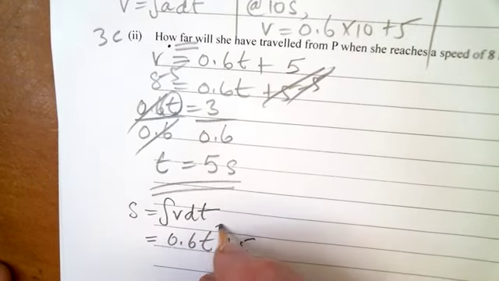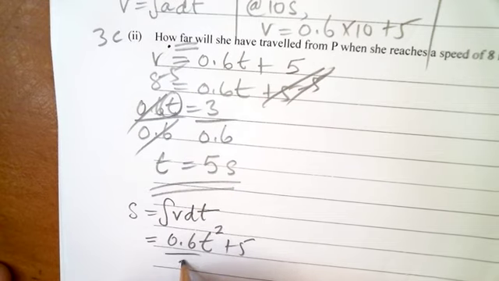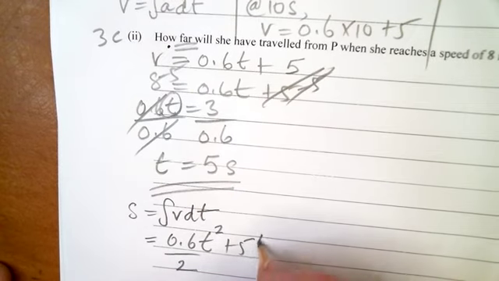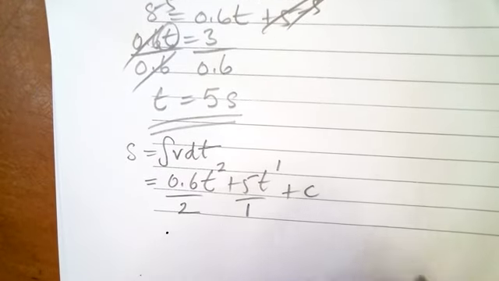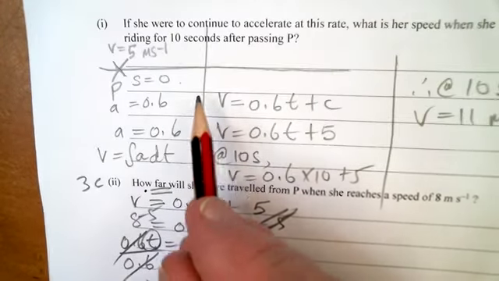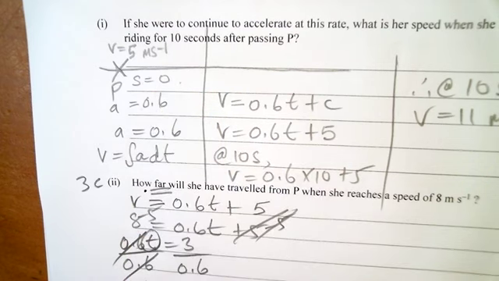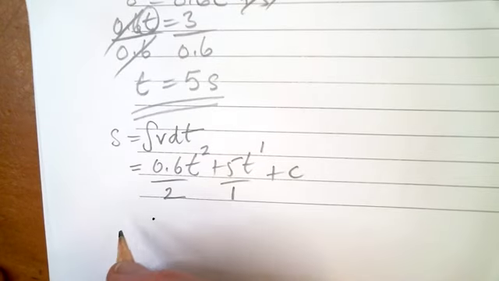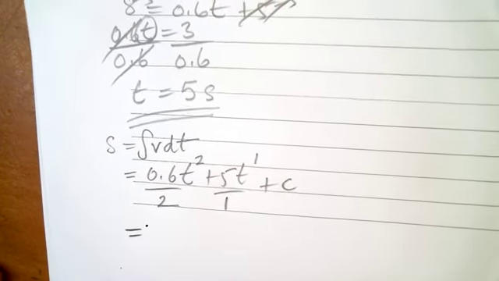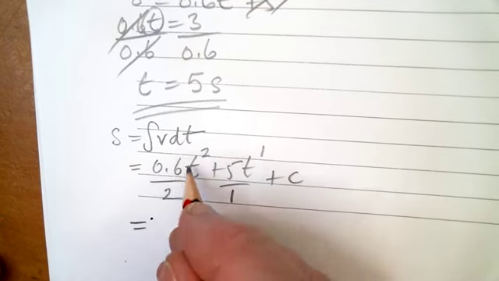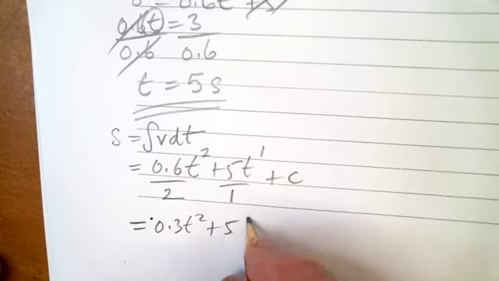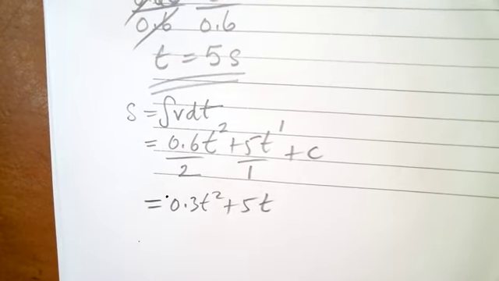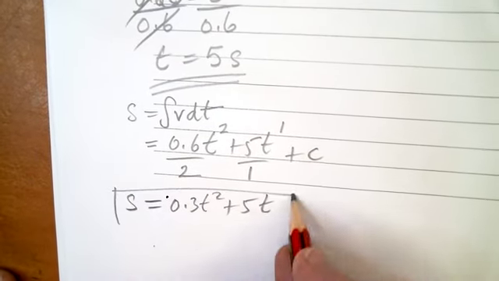So we're going to increase the power of this by 1, making it 2, divide by the new power. Increase the power of this by 1, divide by the new power, and add c on the end. Well, c, in fact, we know is 0. It's the initial distance. There was no initial distance, or rather, the initial distance was 0. So we've got 0.6 divided by 2, which is 0.3 t squared, plus 5t, and zero on the end. So that's our formula for distance.